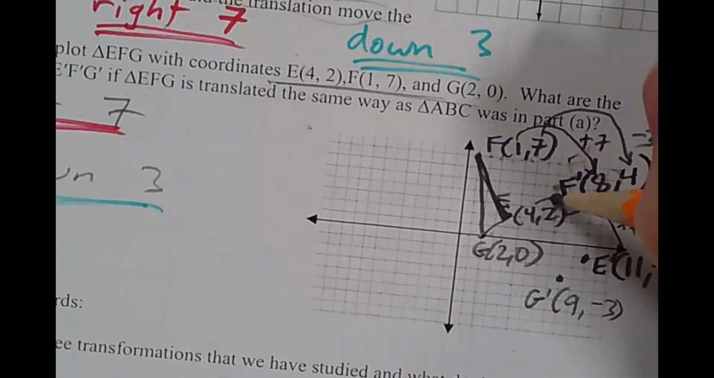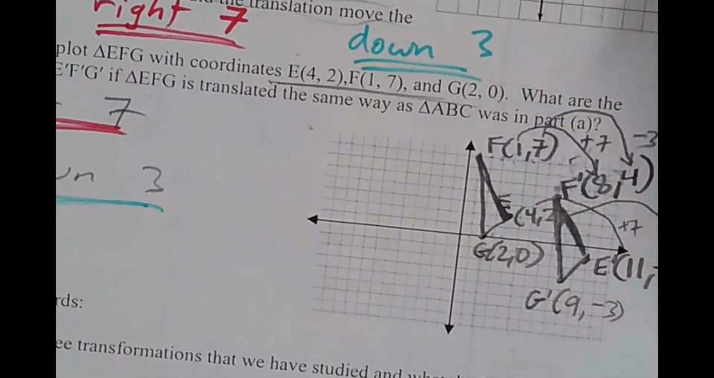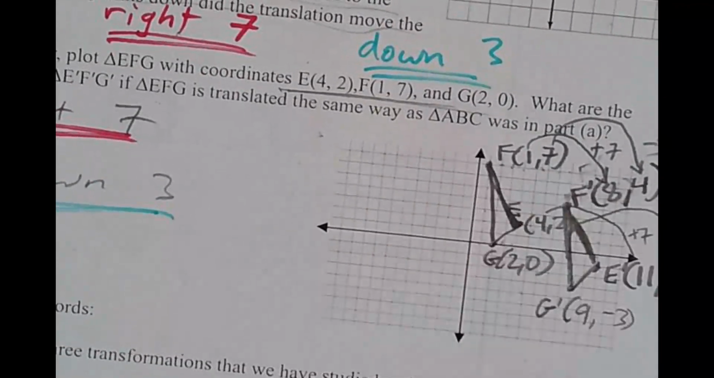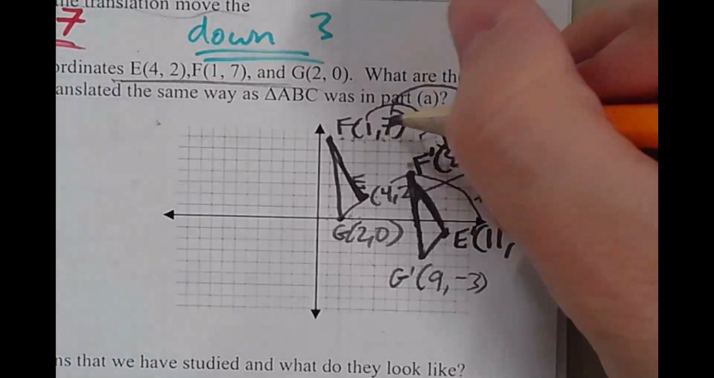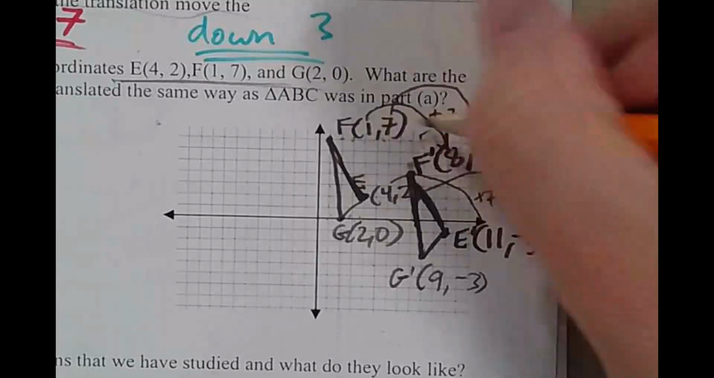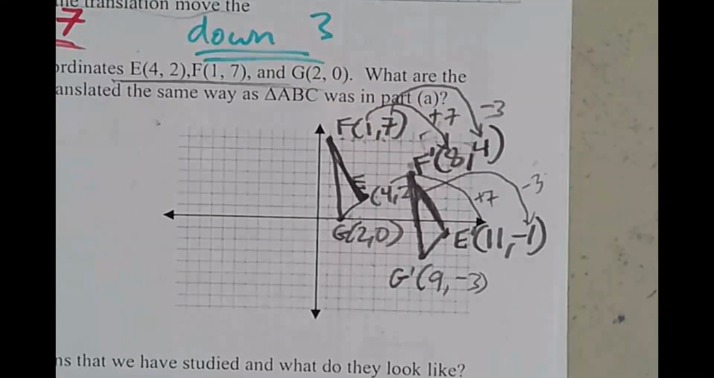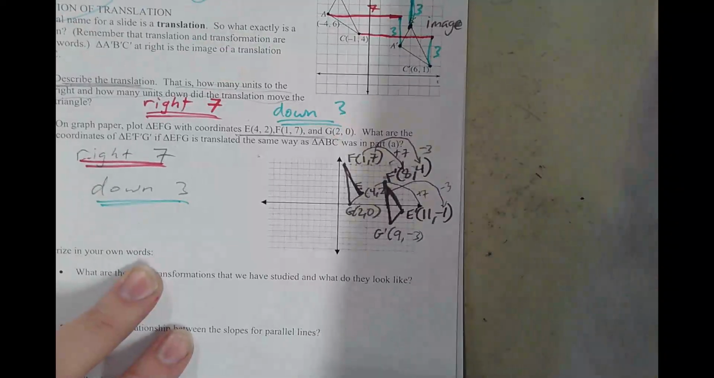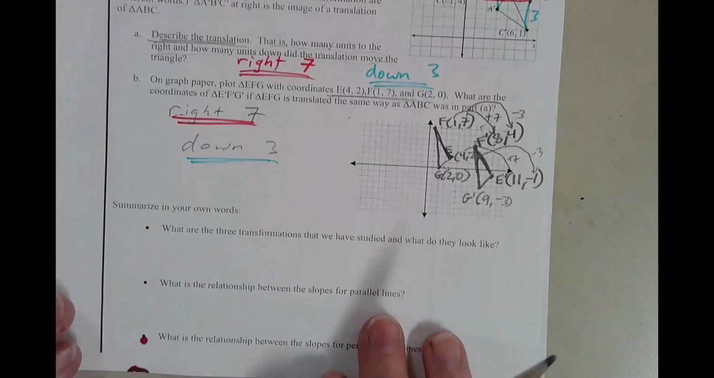Now if I connect those dots, look what happens. That shape, if I did it correctly, the shapes should look exactly the same. Yes, so that was right 7, which means add 7 to x, and down 3, which means subtract 3 from y. Kind of complicated, but that would be the answer. So let's answer these questions at the bottom here.